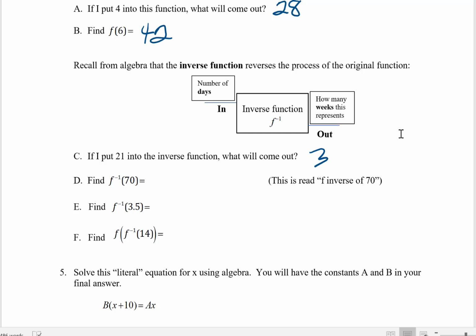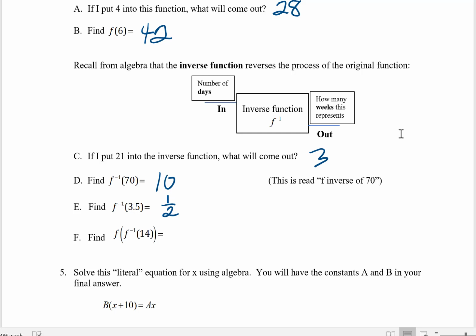F inverse of 70 is how you would read that. That means put 70 into the input function, 70 days. How many weeks would that be? Just divide by 7. That would be 10 weeks. How about F inverse of 3.5? That would mean 3.5 days. Well, 3.5 is exactly half of 7, so this would be half of a week.